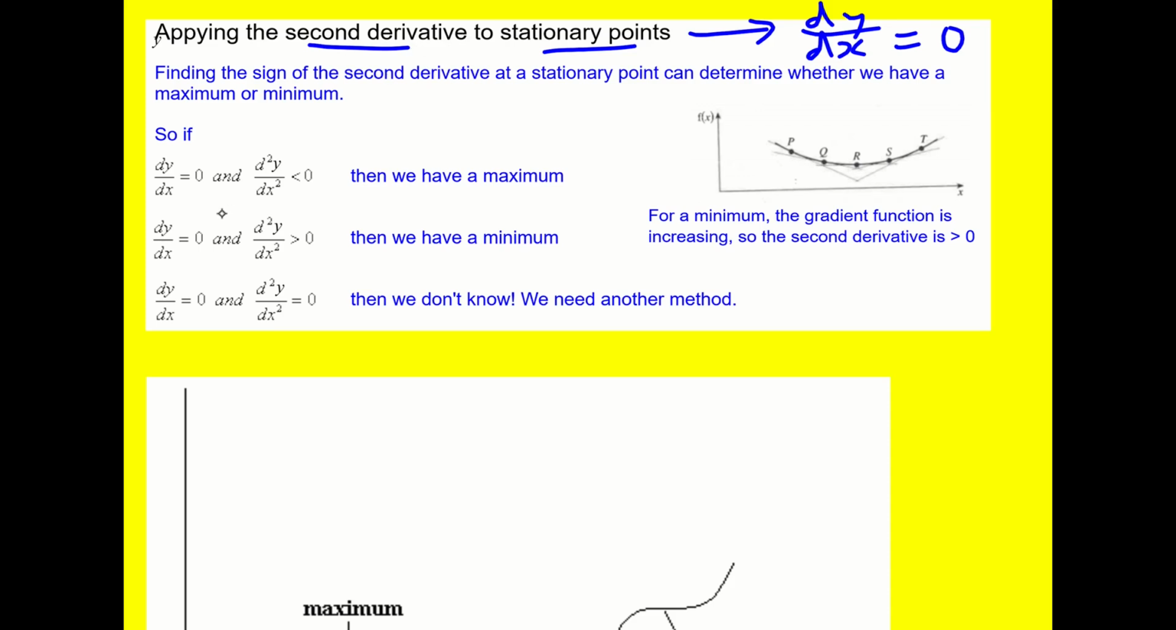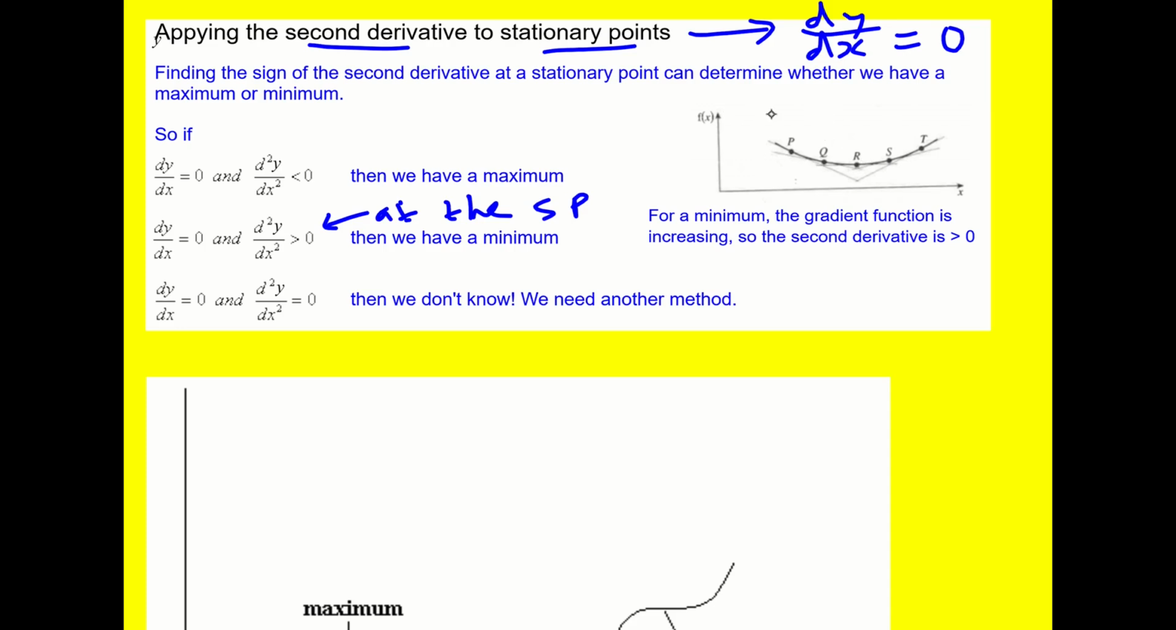So if I focus on this one here, if dy by dx is equal to 0 and d2y by dx squared is greater than 0 at the stationary point, I'm going to call it SP for short, then we get a minimum, which is a bit counterintuitive because it's positive and we get a minimum, and it's negative and we get a maximum. But let's have a look at why that is.